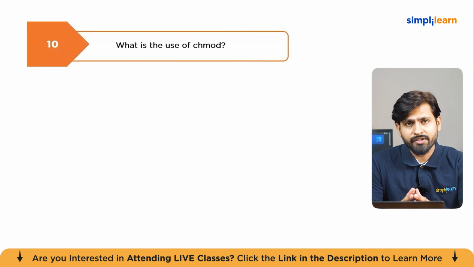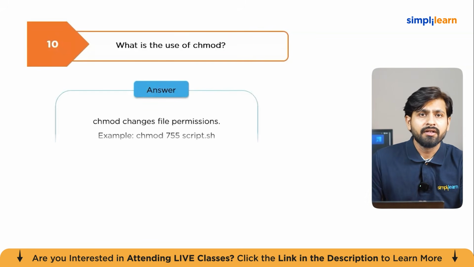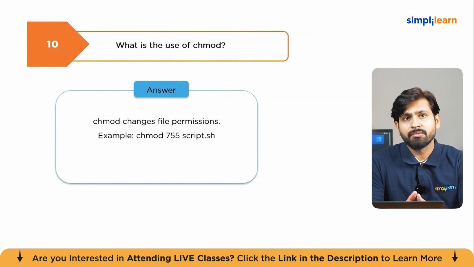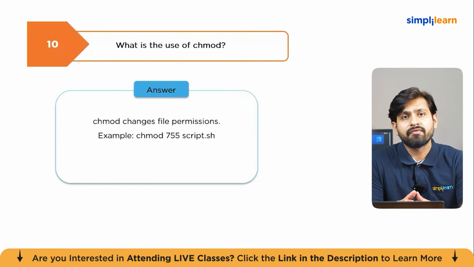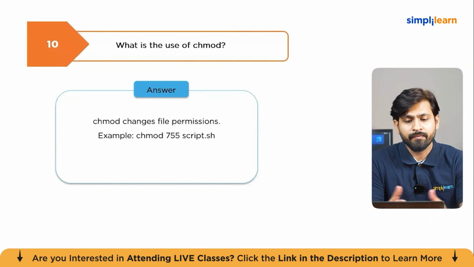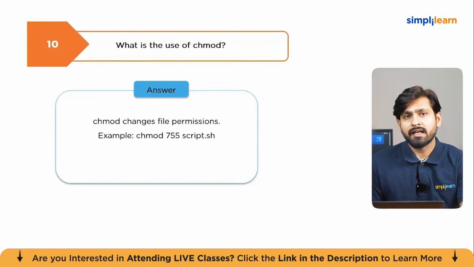This is a very easy question, and the answer is: chmod changes file permissions. For example, if you write chmod 755 script.sh, it is going to change the permissions for script.sh. Now let us move ahead to the intermediate level questions.